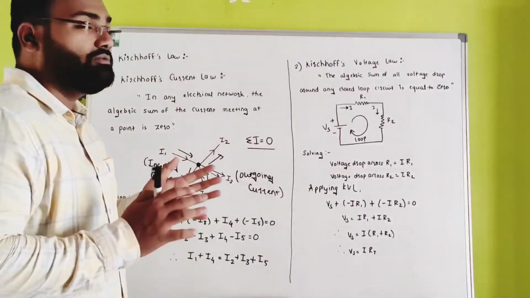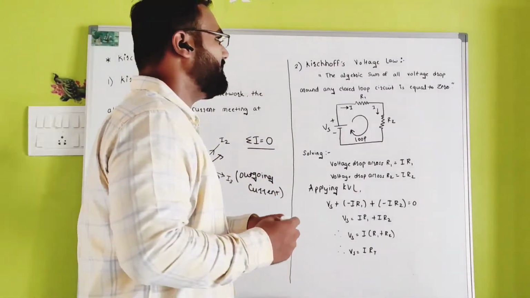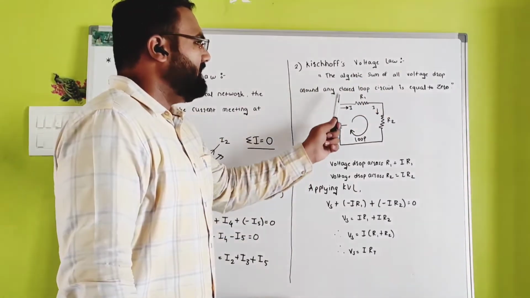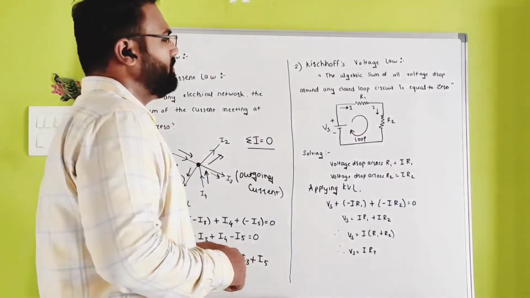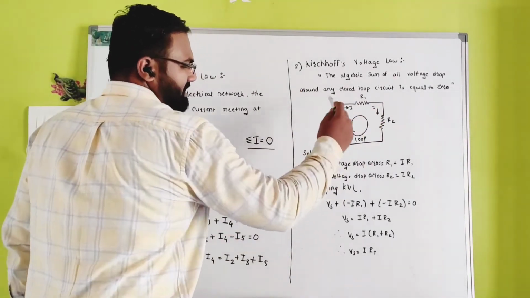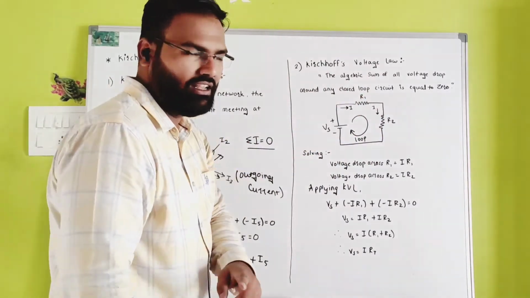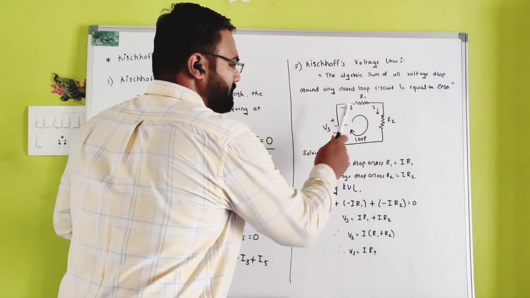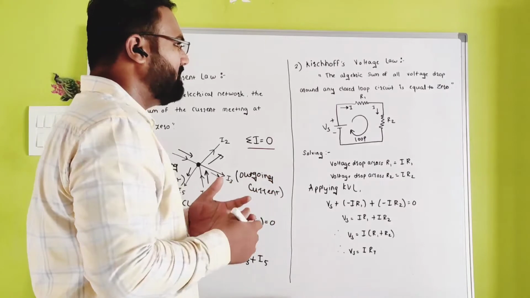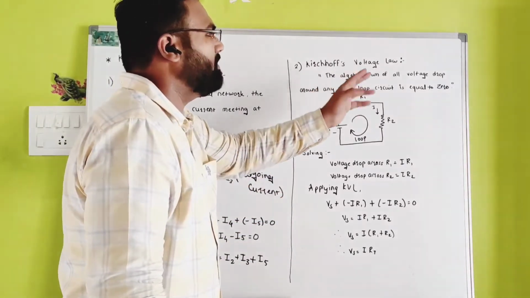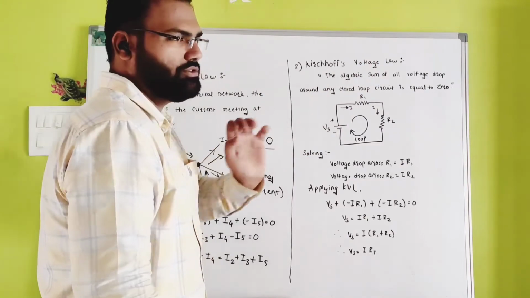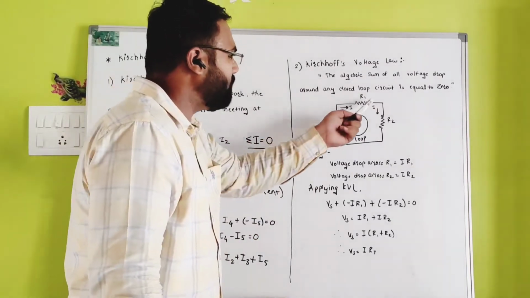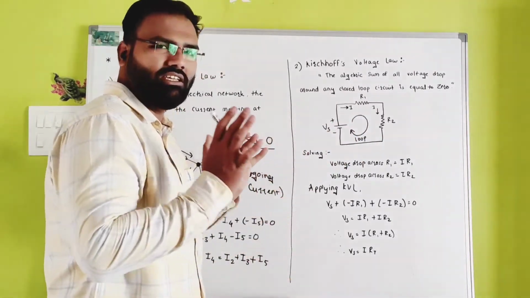After that, we are going to see what exactly Kirchhoff's voltage law is. Kirchhoff's voltage law states that the algebraic sum of all voltage drops around any closed loop circuit is equal to 0. Okay. Now, if we consider this as a circuit, this is the first loop, where we have completed the loop with R1, R2 and supply voltage. We have this as a supply voltage. We need to find the drop across this and the drop across this to calculate the KVL.